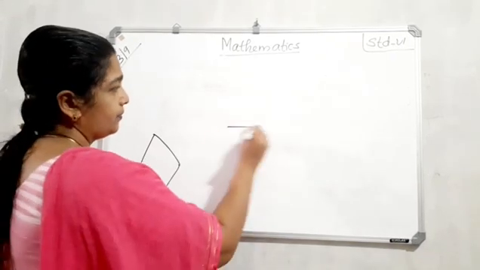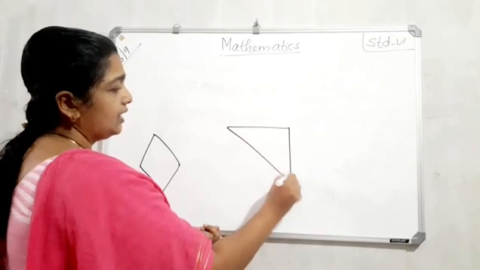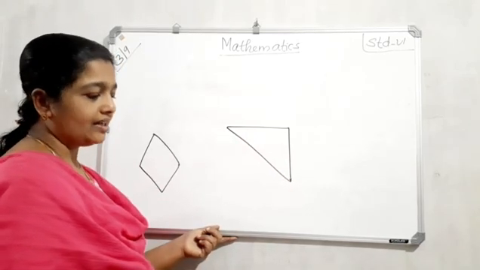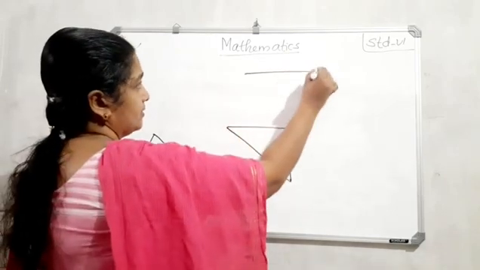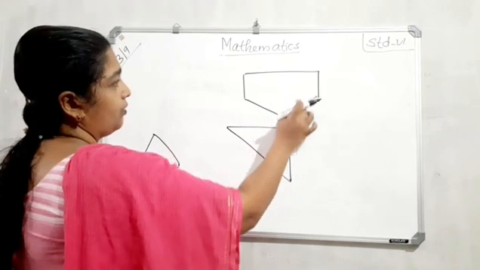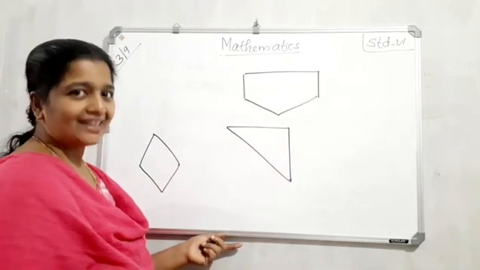You want to count the number of sides in each figure and say the answer. Next, this has three sides. Therefore, this is a triangle. Next, how many sides? 1, 2, 3, 4, 5. That is known as a pentagon.